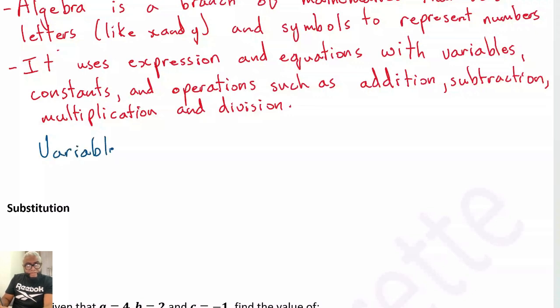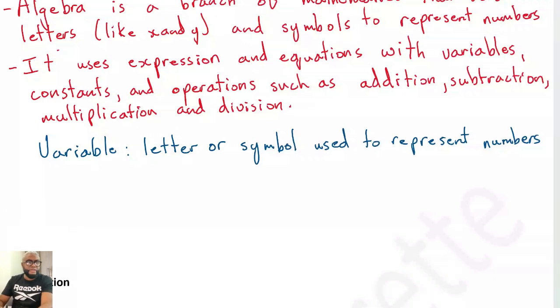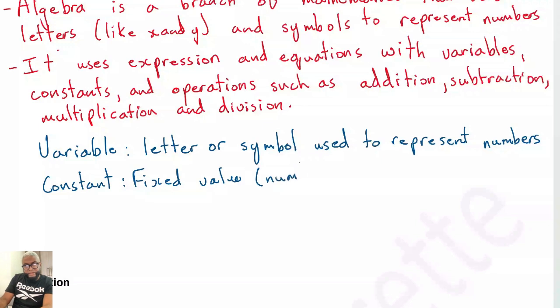So a variable is like the letter or symbol used to represent a number, right? Then we have the constant, a fixed value, right? A number. Like if we write out a number within the algebraic expression, right?